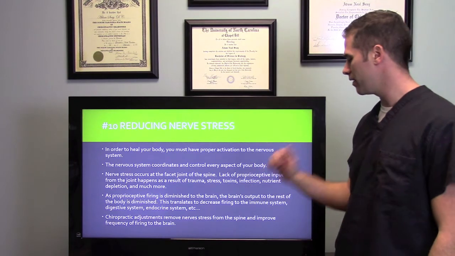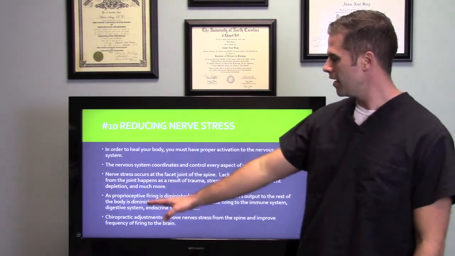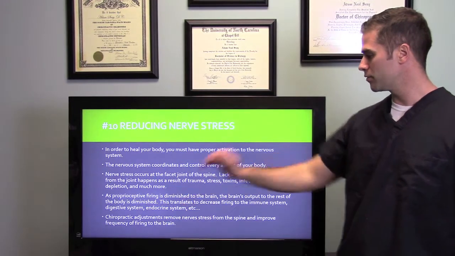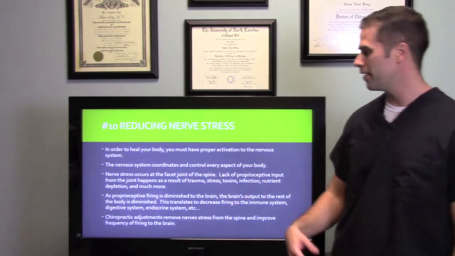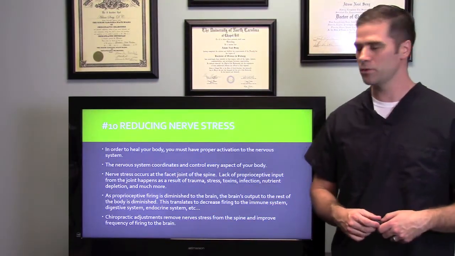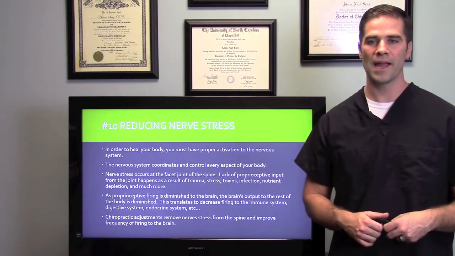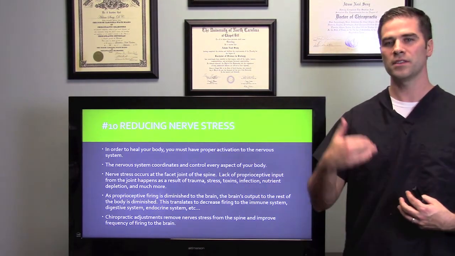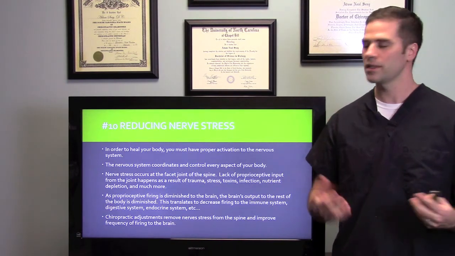So lack of proprioceptive input from those joints happens as a result of trauma, stress, toxins, infection, nutrient depletion, EMFs, much more. It's pretty much everything we come into contact with on a regular basis. So this stress or this interference that occurs at the joint decreases the frequency of firing back to your brain. So your brain's not getting enough stimulation.